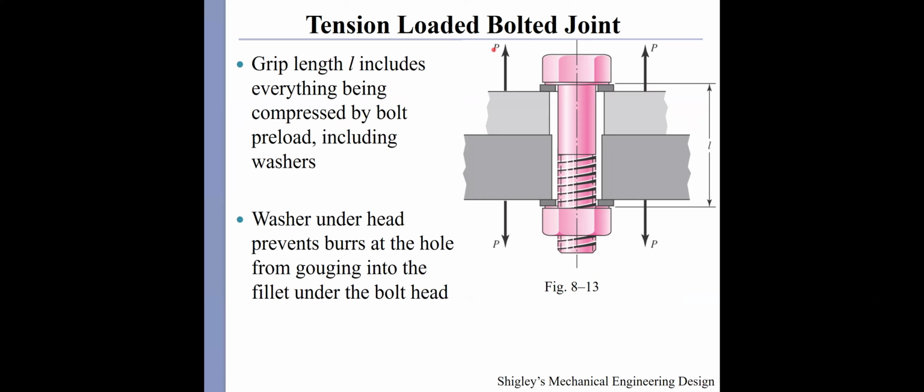discuss the torsion-loaded bolted joint. The joint is defined as the bolt and nut and those plates, or members. There are some definitions of the geometry and dimensions. For example, the grip length L includes everything being compressed by the bolt's preload, including washers. The washer under the head prevents burrs at the hole from lodging into the fillet under the bolt head.